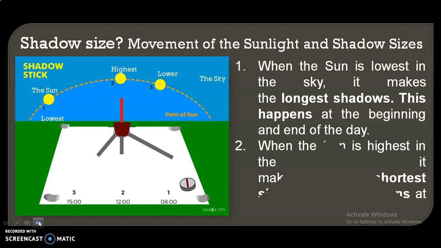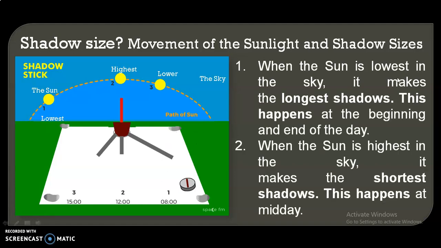So what do we come to know from this activity? When the sun is lowest in the sky, look at number 1, it makes the longest shadows. And this happens at the beginning and end of the day. That means during sunrise and during sunset. When the sun is highest in the sky, it makes the shortest shadows. That is in the midday.